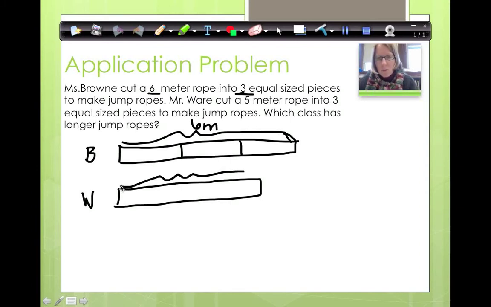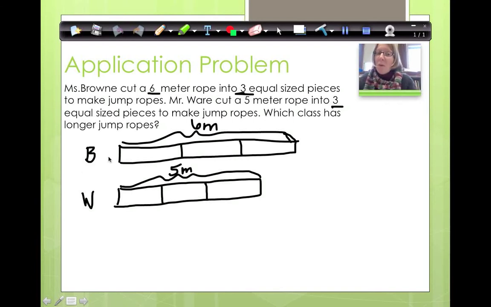Okay, now, where'd my pencil go? I know my total of this rope is 5 meters. And he cut it into 3 equal-sized pieces. So I'm going to try to divide that up into thirds. It's pretty equal. Now, which class has longer ropes? Well, that's easy to see, isn't it? Because if you take this piece and you compare it with this piece, you can just see, because we lined up our pictures, right off the bat that Mrs. Brown has longer ropes.